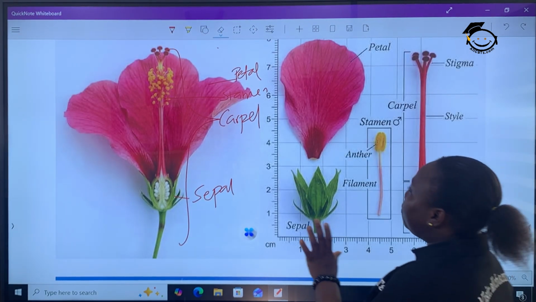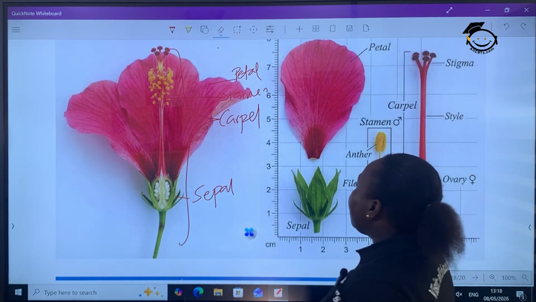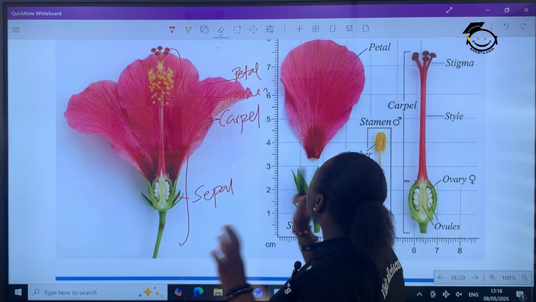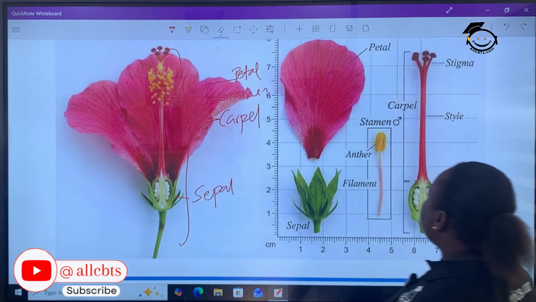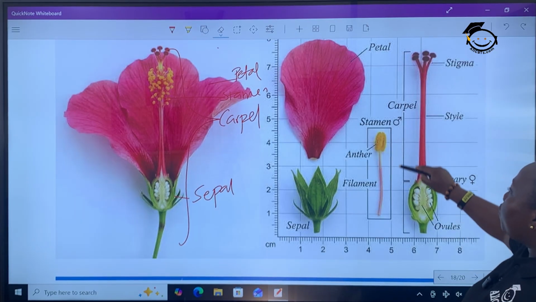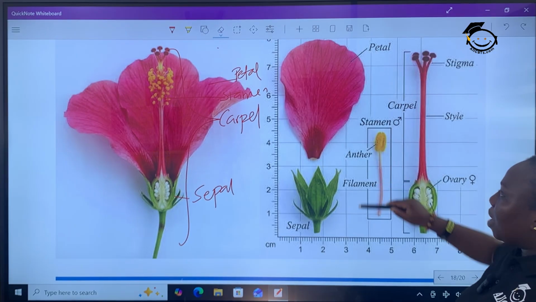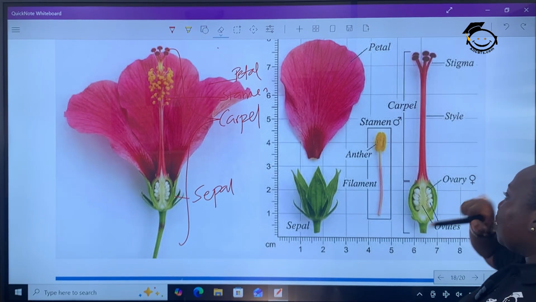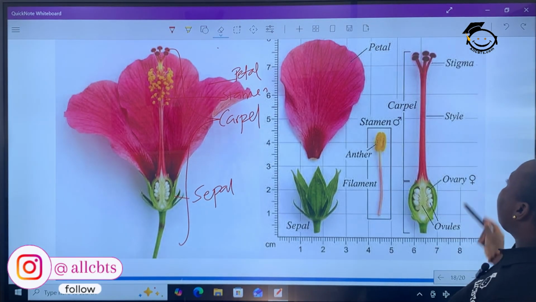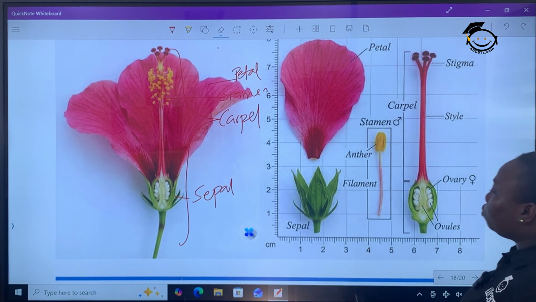Now, after labeling this part, note that when they say carpel, they are asking us for the female part of the flower. The male part of the flower is called the stamen, which consists of the anther and the filaments together. But when you're talking about the carpel, we're talking about the female part of the flower. We're talking about the stigma, the style, the ovary, and the ovules.